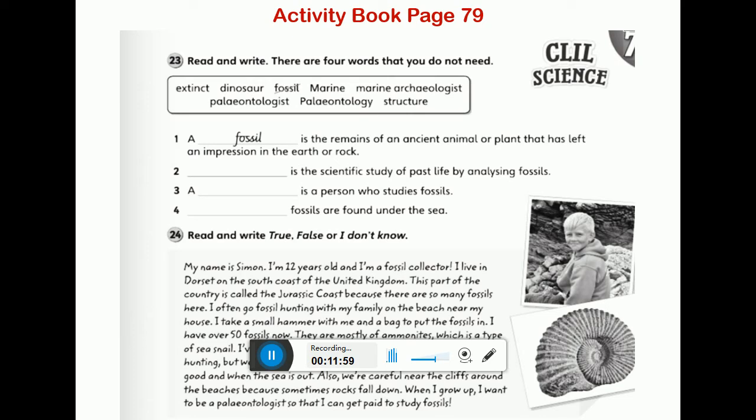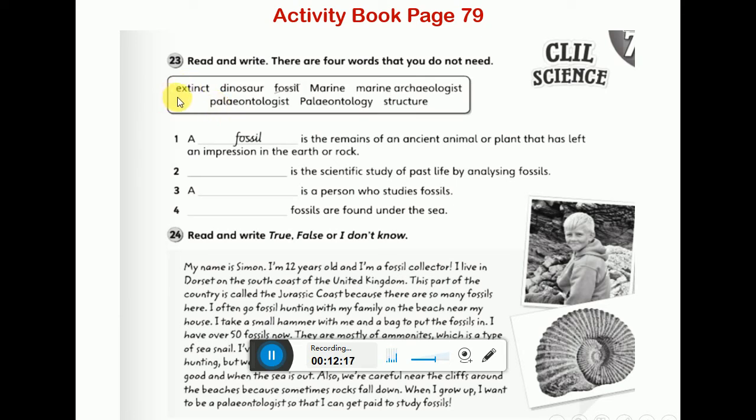It's about vocabulary. You have to fill in these spaces with one of the words. Read and write. Here, number 23. Read and write. There are 4 words that you do not need. Here, there are 4 extra words that you do not need. Let me read the words for you.